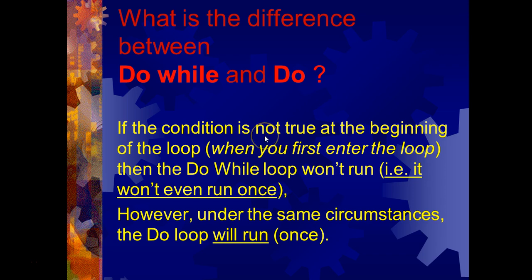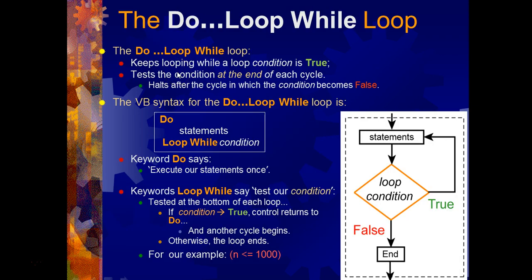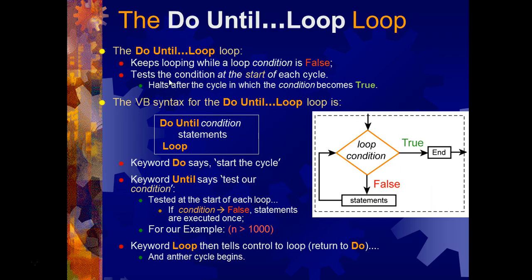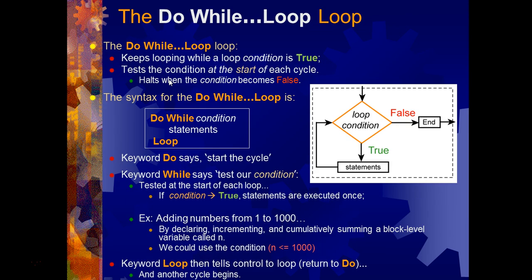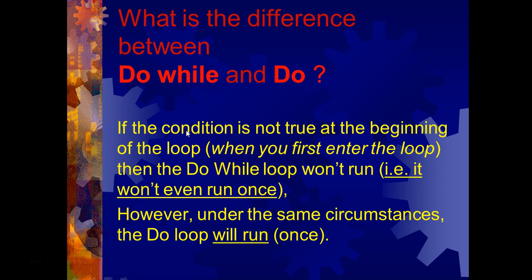If the condition is not true at the beginning of the loop, that is when you first begin or first enter the loop, then the do while statement won't run, right? If you have do while here, and if this is not true even at the very beginning, then it's going to jump out of the loop. So these statements will never get run. It won't run, i.e. won't run even once.